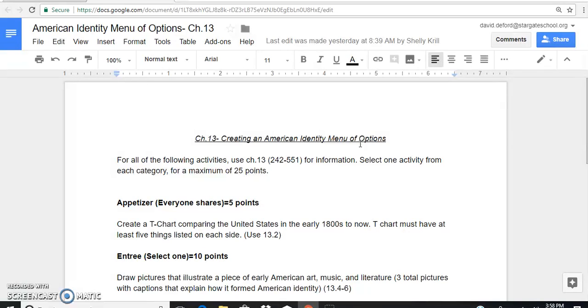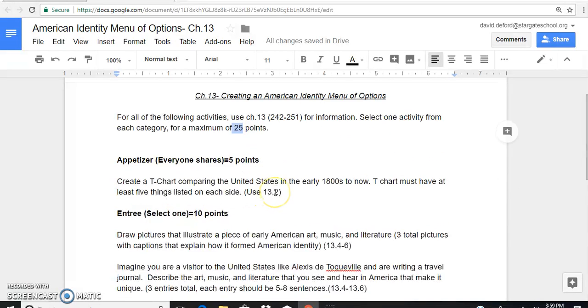To get things started, you'll be using chapter 13, pages 252 to 251 for information, and you're going to select one activity from each category, and that's important because this can look overwhelming if you think you have to do all of them, but remember, you're only choosing one activity from each of these four categories. It's going to equal 25 points, so just a little bit more than a normal reading notes packet.